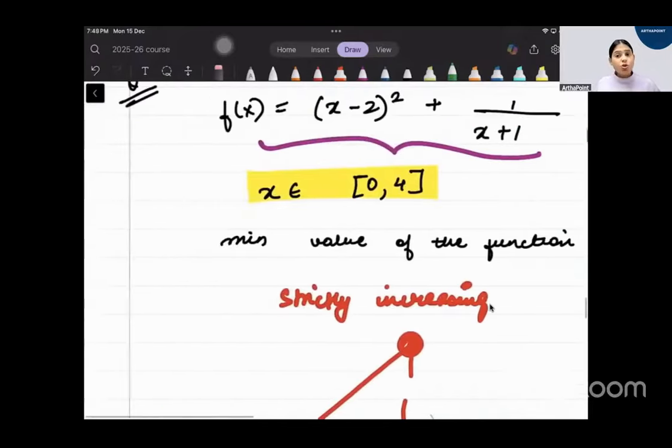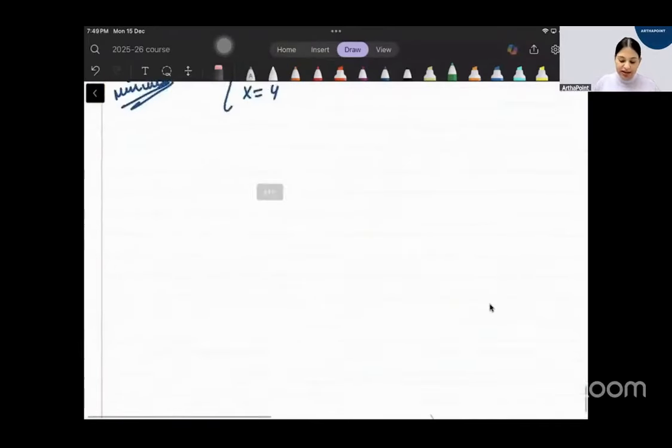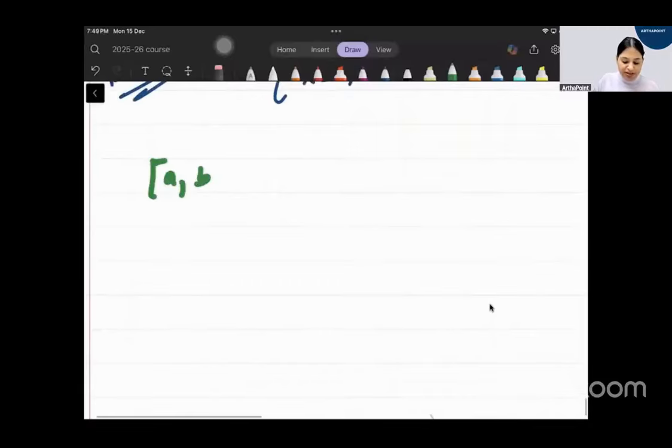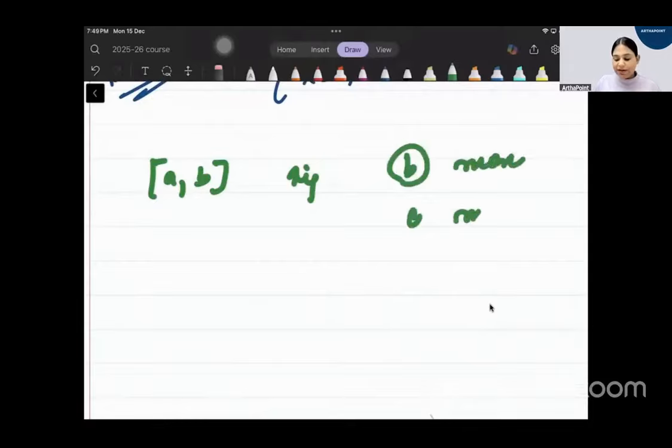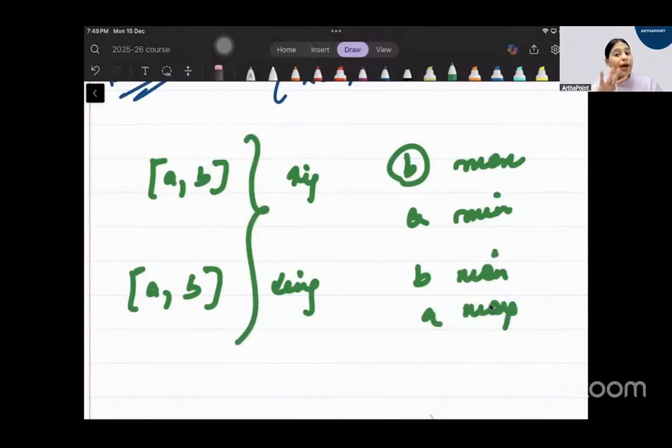So sometimes you don't even have to factorize. आपको ये सब करने का जरूरत नहीं है. You look at the properties of the function. If the function is strictly increasing or strictly decreasing, तो then also you can use that. अगर strictly increasing है in a to b, in the space a to b, तो b पे it will have maxima and a पे it will have minima. And in a to b अगर ये strictly decreasing है, तो in b it will have minima and a पे it will have maxima. So sometimes you don't have to factorize, you don't have to do anything with the function.